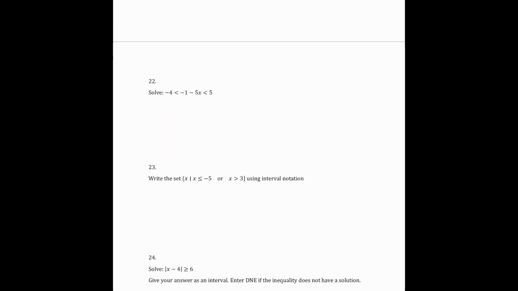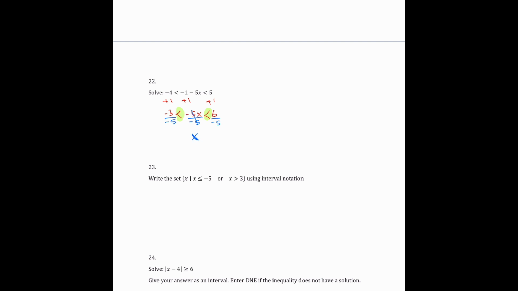Another two-sided inequality here, number 22. The first step is to add 1 to all sides of the inequality. So we have -5x is greater than -3 and less than 6. The next step will be to divide by -5. I'm going to stop here and highlight my inequalities, because the division happened with a negative number. I know all of these signs are going to flip.